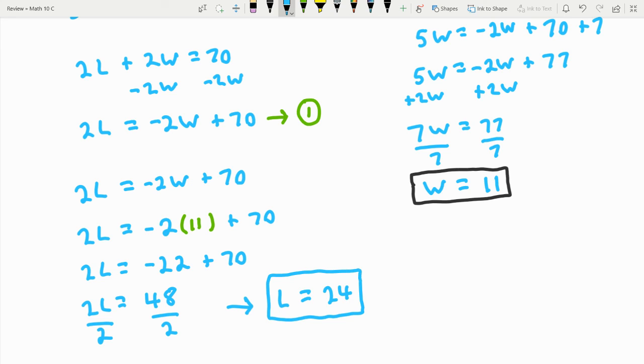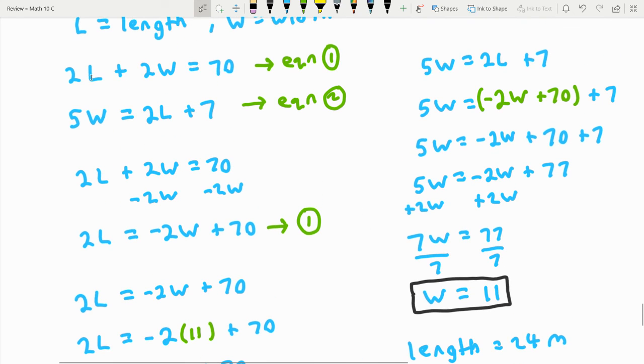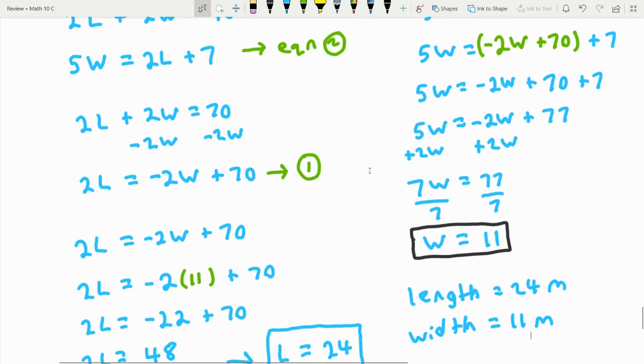So my length is 24 meters and my width is 11 meters. I can write it out again: length equals 24 meters and width equals 11 meters. If I want to verify that it's correct, I can take my length and width and plug them back into equations 1 and 2, and if they happen to equal, then these are the correct dimensions that I found.